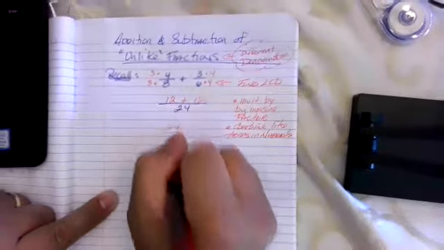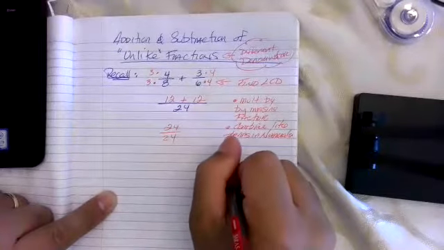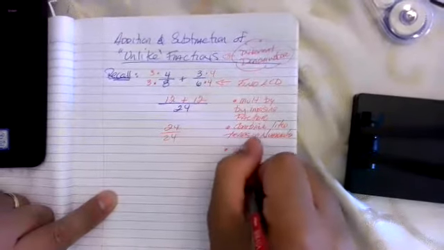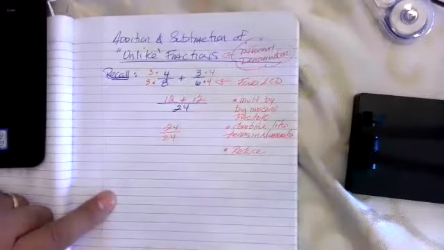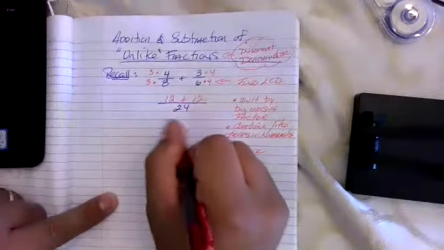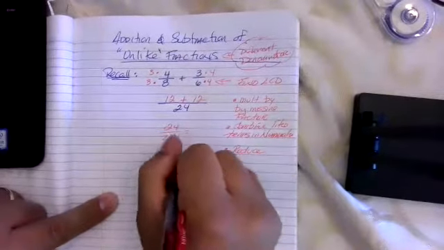So I'm going to have 24 over 24, which isn't the best example. And then I could reduce or simplify. If it was an algebraic fraction, we'd simplify by factoring and canceling. In this case, 24 divided by 24 is 1.